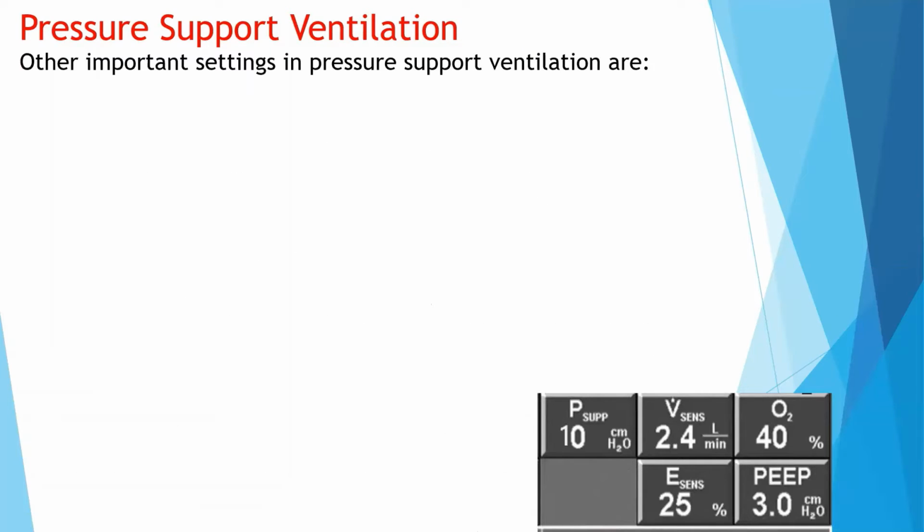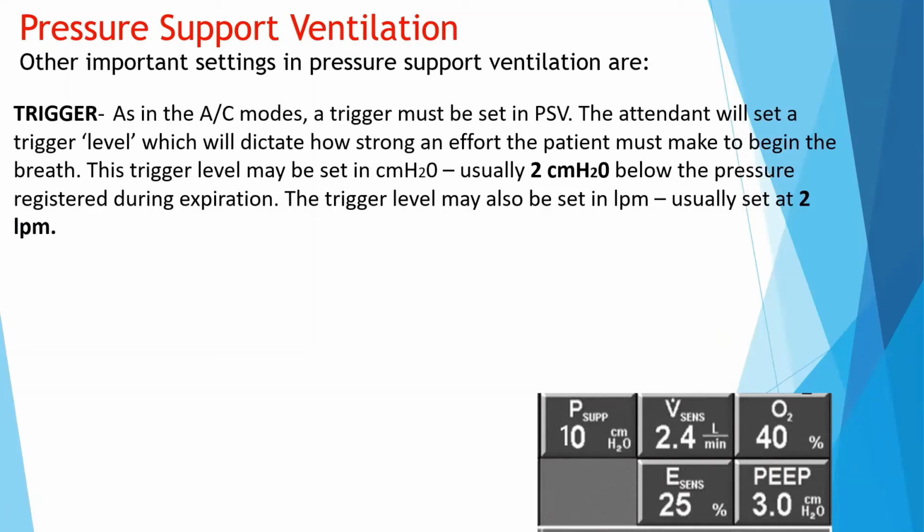Other important settings in pressure support are the trigger. Obviously, we have to have trigger in all modes. Absolutely essential. The attendant will set a trigger level, which will dictate how strong an effort the patient must make to begin the breath. This trigger level may be set in centimeters of water, usually set around 2 centimeters of water below the pressure registered during expiration. The trigger level may also be set in liters per minute, usually set at 2 liters per minute.